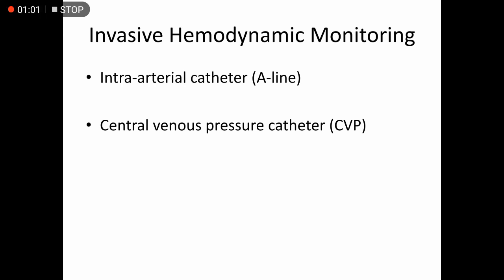Invasive hemodynamic monitoring includes the intra-arterial catheter, or A-line, or arterial line, and the central venous pressure catheter, which is sometimes called a CV line or CVC, the central venous catheter.